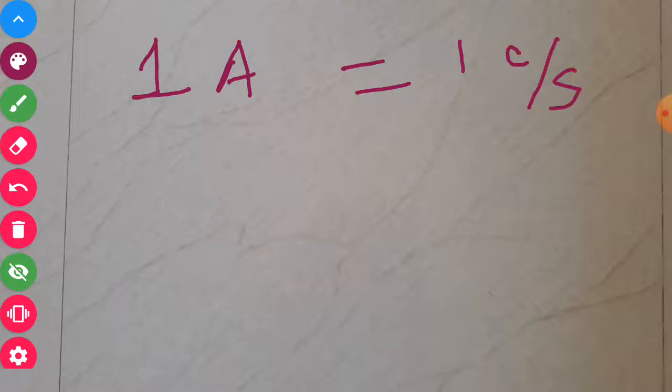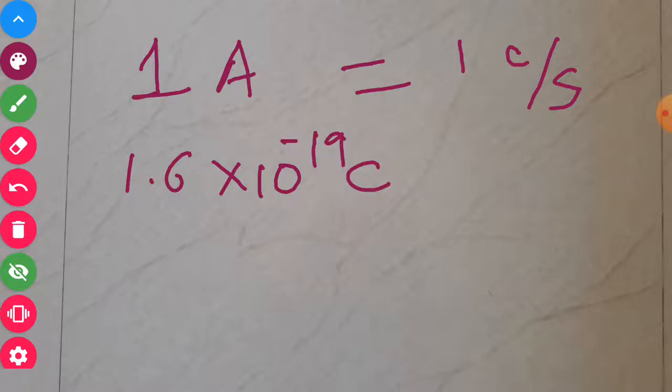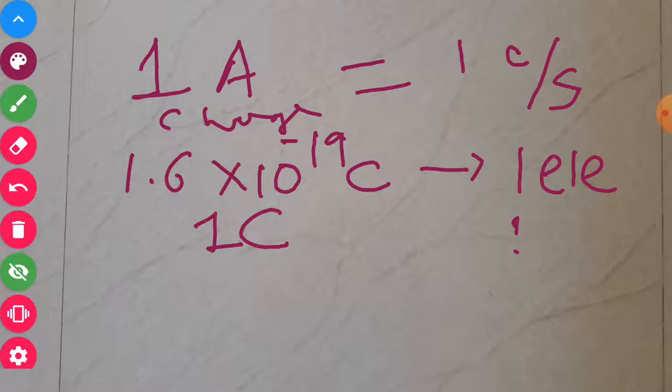Okay. Now, say for example, if you have 1 ampere current. 1 ampere means what? 1 coulomb per second current is flowing. Now, try to understand this particular calculation. Now see, if you have 1.6 into 10 to the power minus 19 coulomb charge, then you have 1 electron. If you have 1 coulomb charge, then how many electrons will be there?